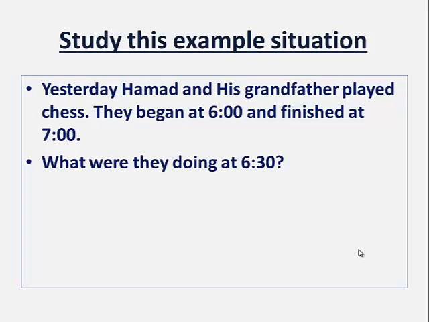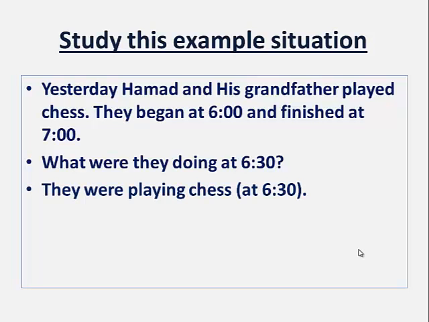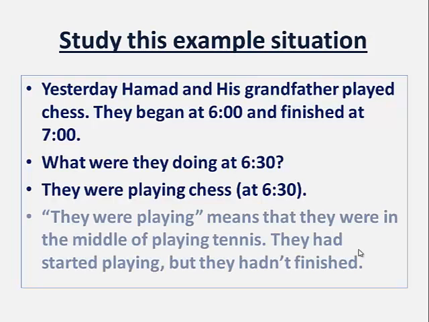What were they doing at 6:30? They were playing chess at 6:30. They were playing means that they were in the middle of playing chess. They had started playing, but they hadn't finished.